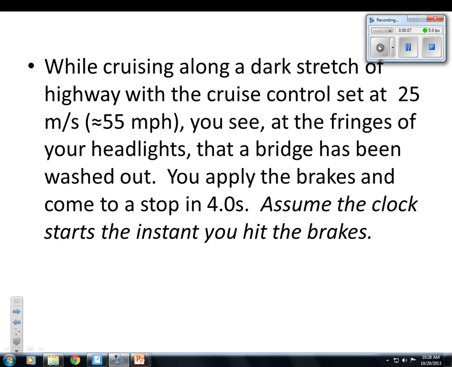While cruising along a dark stretch of highway with the cruise control set at 25 meters per second, you see at the fringe of a headlight that a bridge has been washed out. You apply the brakes and come to a stop in 4 seconds. Assume the clock starts at the instant you hit the brakes.